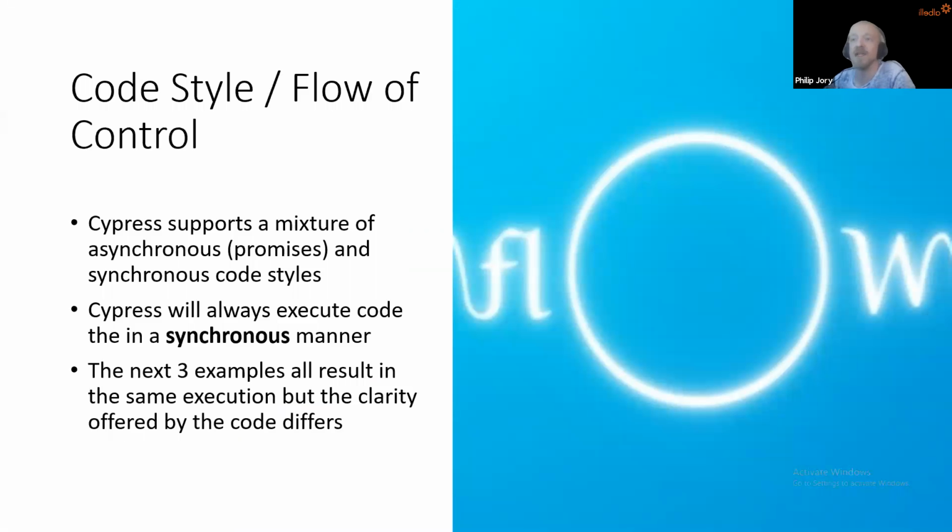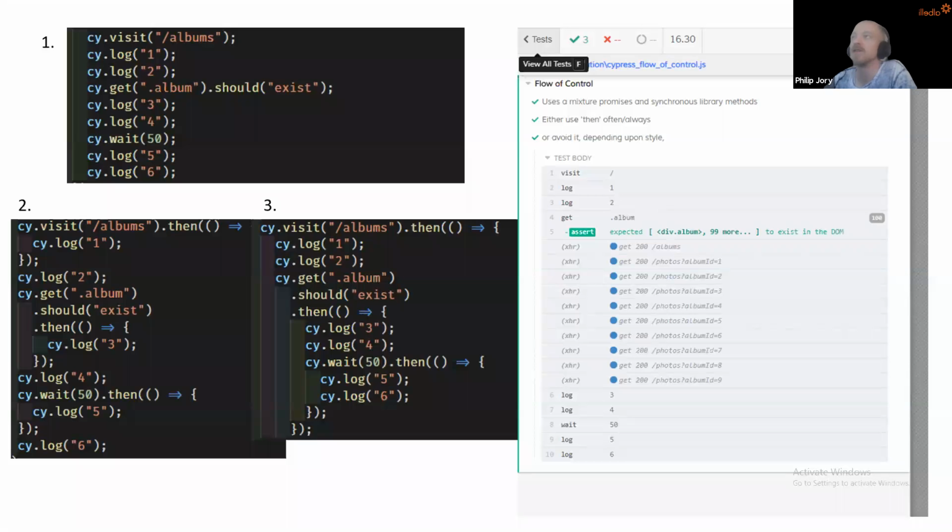So now that we've seen a simple test, let's take a look at flow of control. Cypress supports both an asynchronous and a synchronous style. It's worth knowing that it always executes in a synchronous manner. And I have some examples which hopefully demonstrate this well. So all 3 tests here execute exactly the same way.